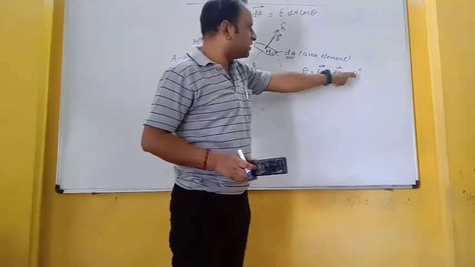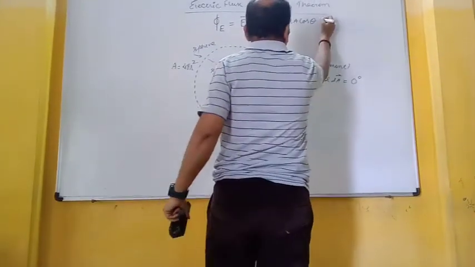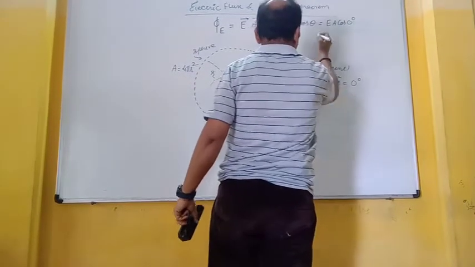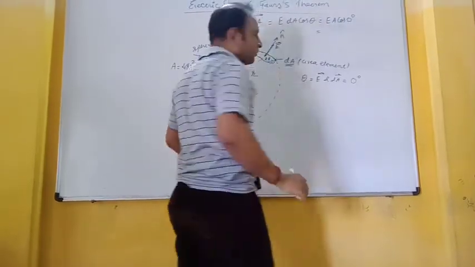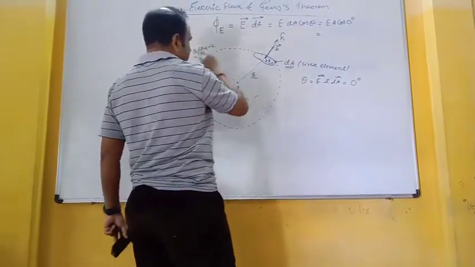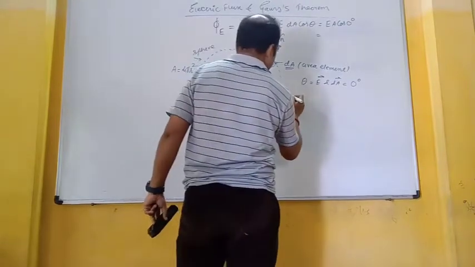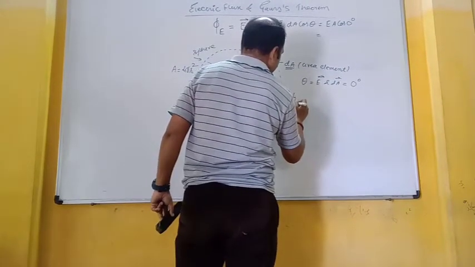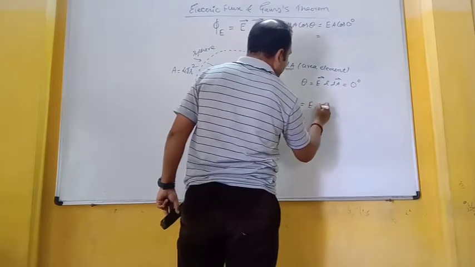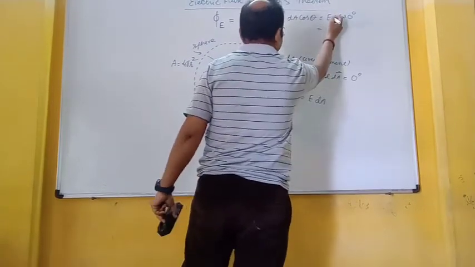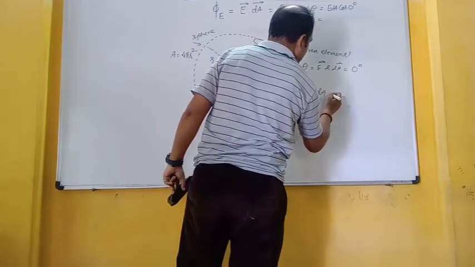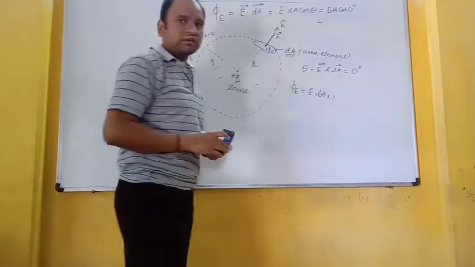Now since theta is equal to 0 degree, we can write E into dA into cos 0 degree, and we know that the value of cos 0 degree is 1. Therefore, for this particular case, the flux phi E is equal to E into dA into 1, because cos 0 is equal to 1.